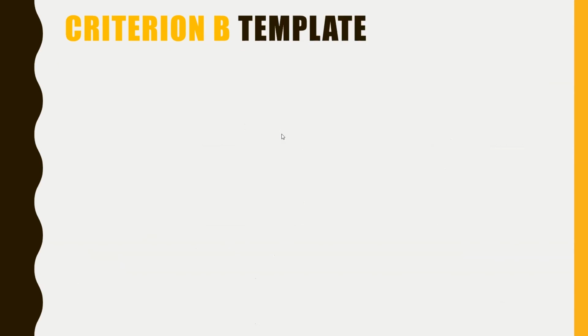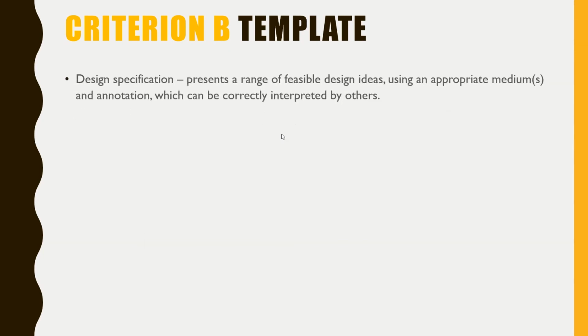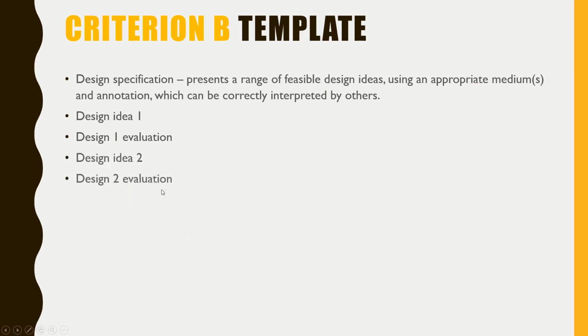Some template ideas. The design specification presents a wide range of feasible design ideas using the appropriate mediums and annotations, which will be correctly interpreted by others. That's what the first slide with the table was. Then you would do design idea 1. Then you would evaluate it against the design specifications that you made. I personally would go through and give each one a rating out of 5. Then you can give it a total, so at the end you have a final number so that you can compare the numbers against each other. Then design idea 2, and the same thing.